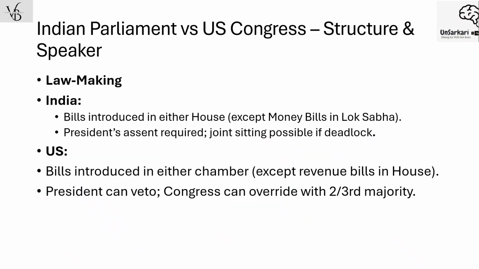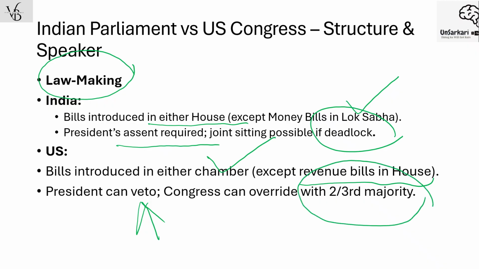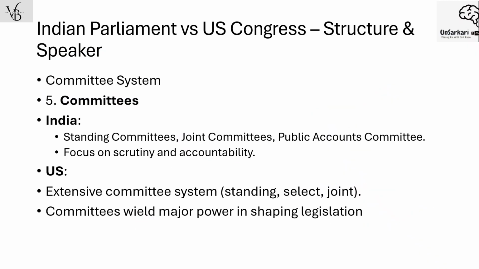That is why, when it comes to lawmaking, bills can be introduced in either house except money bills, because they are introduced only in the Lok Sabha. The President's assent is required, and a joint sitting is possible if there is a deadlock. But in the US, bills are introduced in either chamber, except revenue bills, which are introduced in the House. The President can veto and Congress can override with a two-third majority. So these are the key differences between the Indian Parliament and the US Congress.